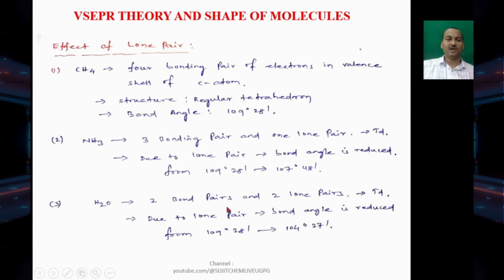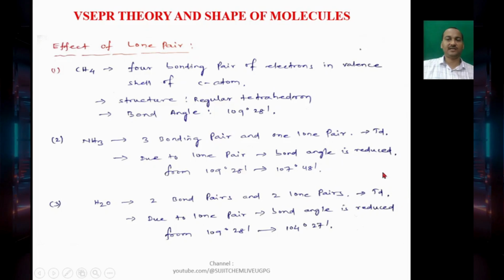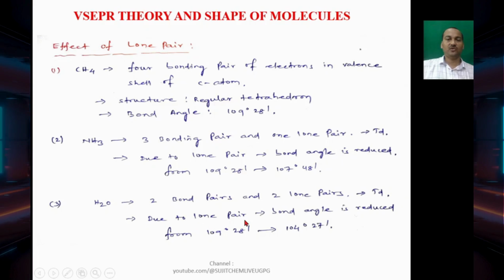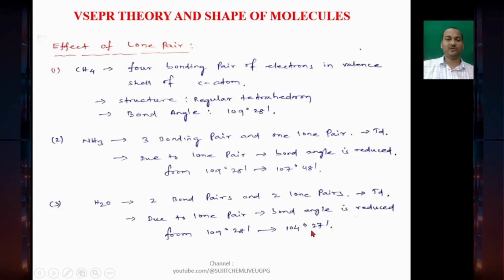In case of water, we have 2 bond pairs and 2 lone pairs. So 4 electron pairs means tetrahedral structure. So due to lone pair, the bond angle is also reduced from 109.28 to 104.27.